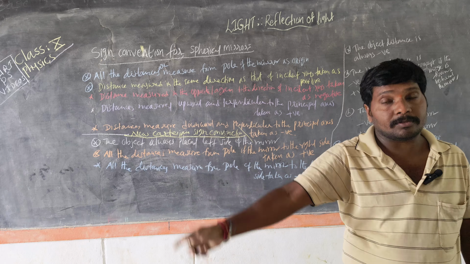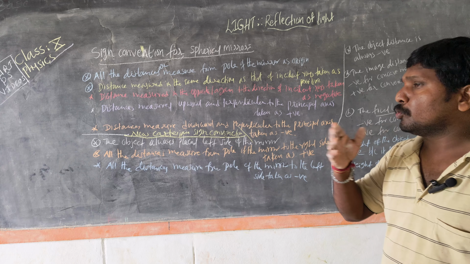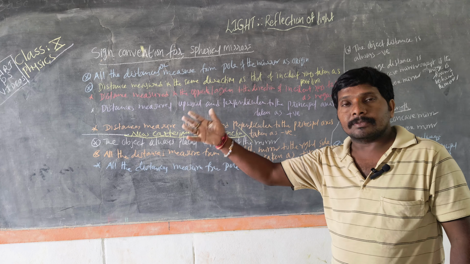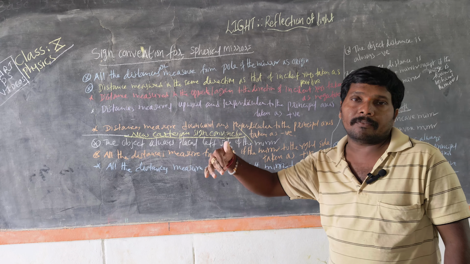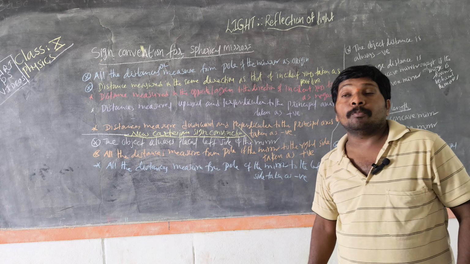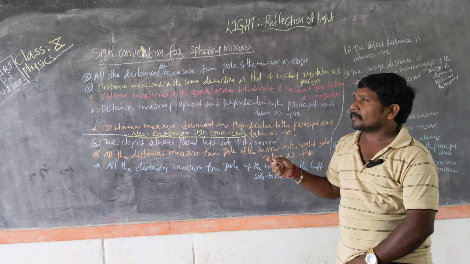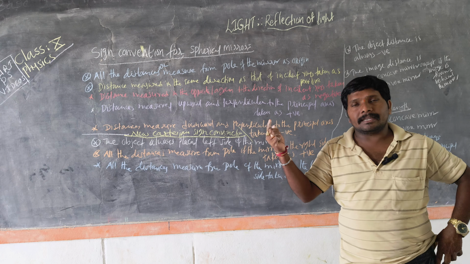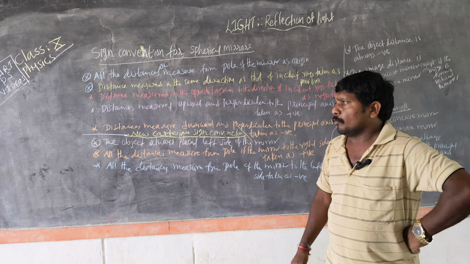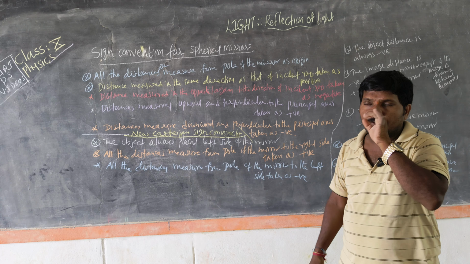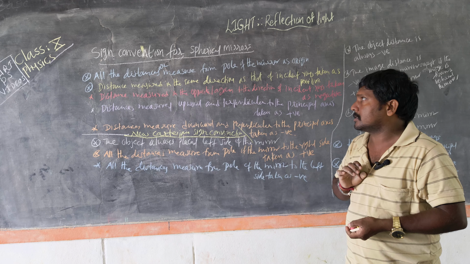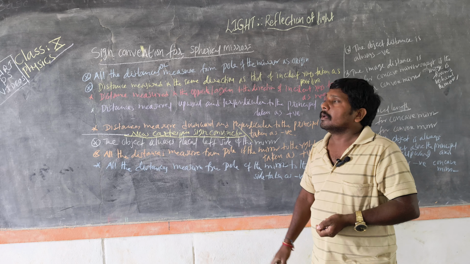We draw ray diagrams to know the distances of object, image, size of image, size of the object, to measure the distances, to measure the size, to measure the height. So we need to follow some rules. So they are called sign conventions for spherical mirrors.